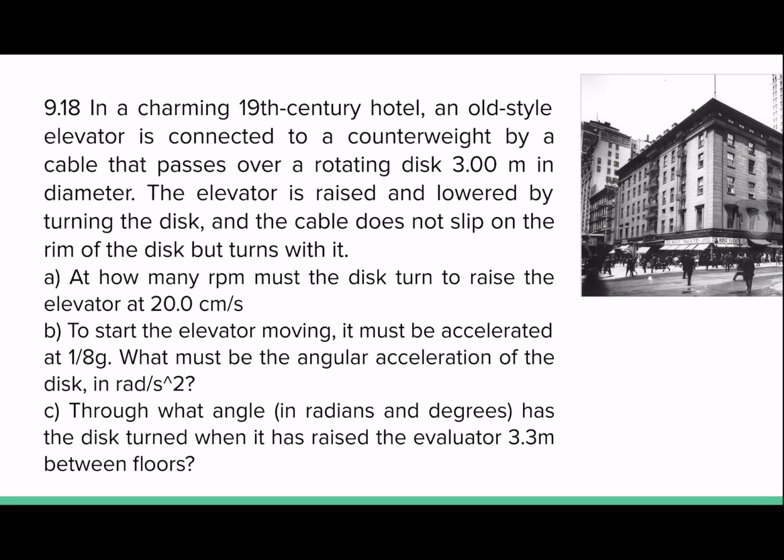All right, almost there. So this is our last problem. In a charming 19th century hotel, an old-style elevator is connected to a counterweight by a cable that passes over a rotating disc that is 3 meters in diameter. The elevator is raised and lowered by turning the disc, and the cable does not slip on the rim of the disc but turns with it. How many RPM must the disc turn to raise the elevator at 20 centimeters per second? To start the elevator moving, it must be accelerated at 1/8 g. What must be the angular acceleration of the disc in radians per second squared? Lastly, through what angle in radians and degrees has the disc turned when it has raised the elevator 3.3 meters between floors? So here we have our little diagram, and note that it is similar to an Atwood's machine.